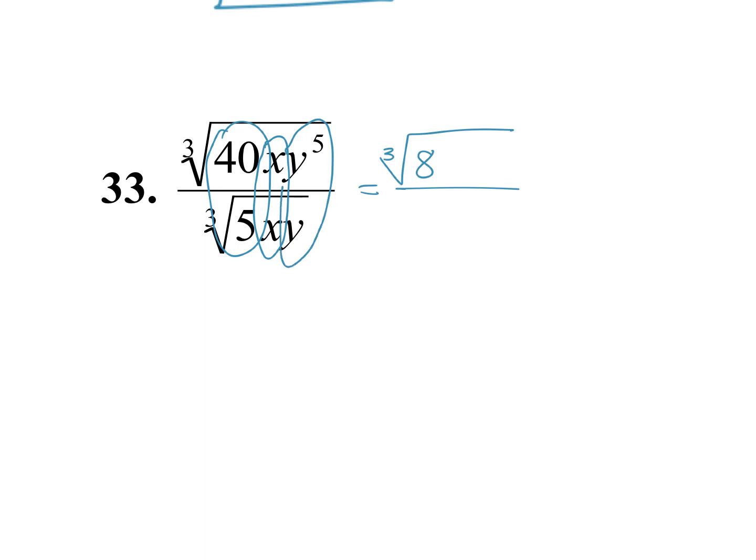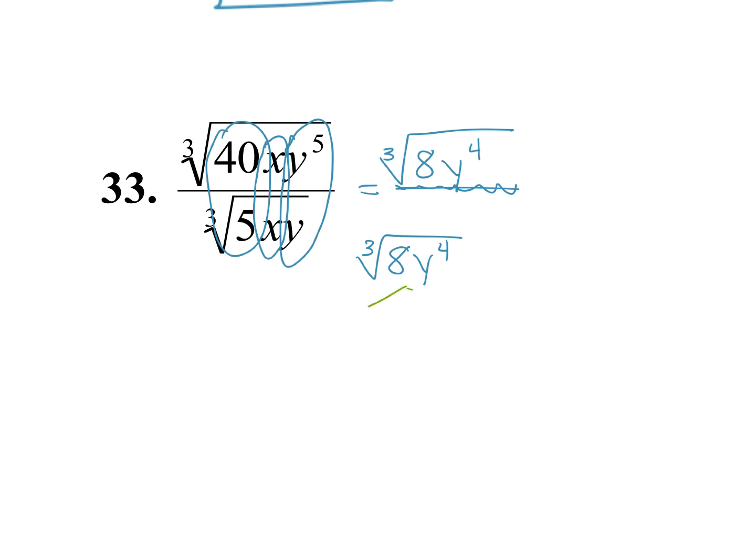What do you do here? Y to the 5th over y. Minus. You subtract them, so y to the 4th, okay? Which means we have nothing left in the denominator. So ditch this altogether. We are working out the cube root of 8y to the 4th. You see how this is way simpler if you divide first and then do that? You don't even have to rationalize anymore because you got it all out of the denominator.